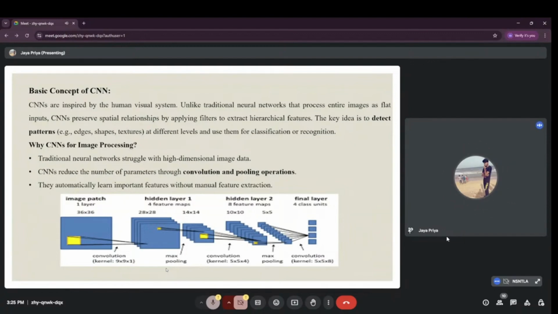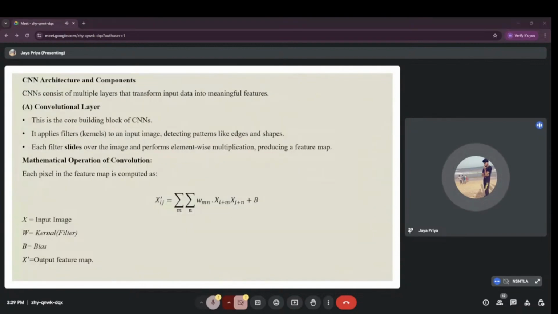Why convolutional neural network for image processing? A traditional neural network struggles with high dimensional image data. Convolutional neural networks reduce the number of parameters through convolution and pooling operations. They automatically learn important features without manual feature extraction. The image represents the architecture of a convolutional neural network used for image classification. First, the input image of size 36 by 36 pixels. The first operation applied is a convolution with a convolution component.